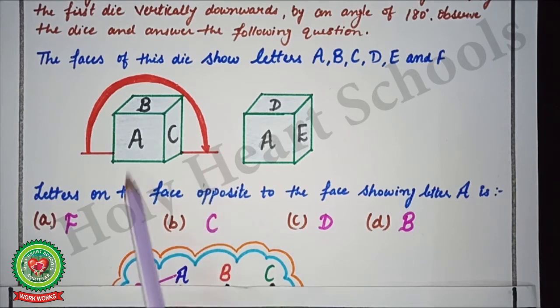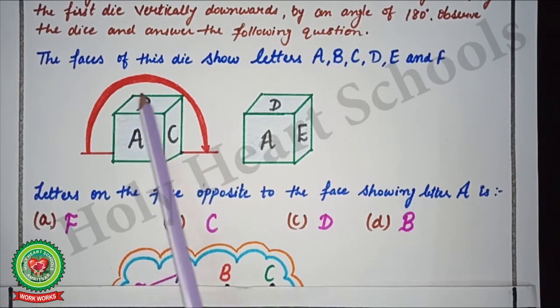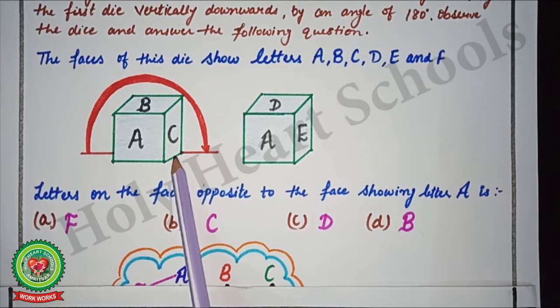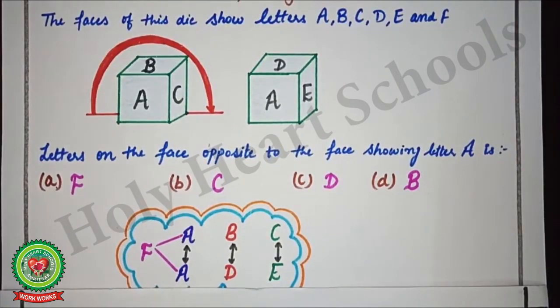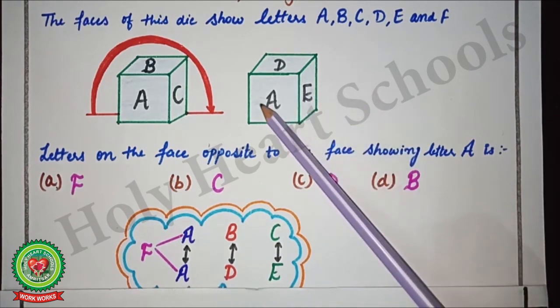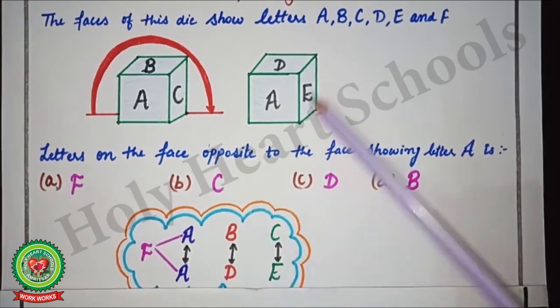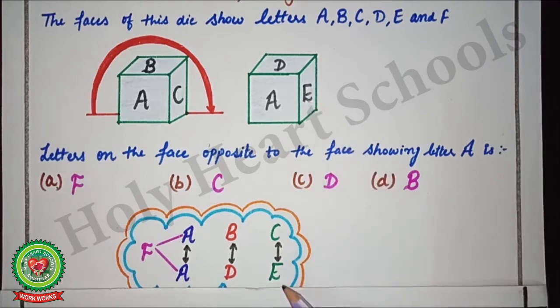So firstly we will write A. After that we will write B, and after B we will write here C. Clear? So in the same way, for the second die, we will write here A. We will start from A because this is common. Next, we will write here D, and after D, we will write here E. Now, which letter is missing out here? F is missing, so we will write here F, which will be opposite to A.